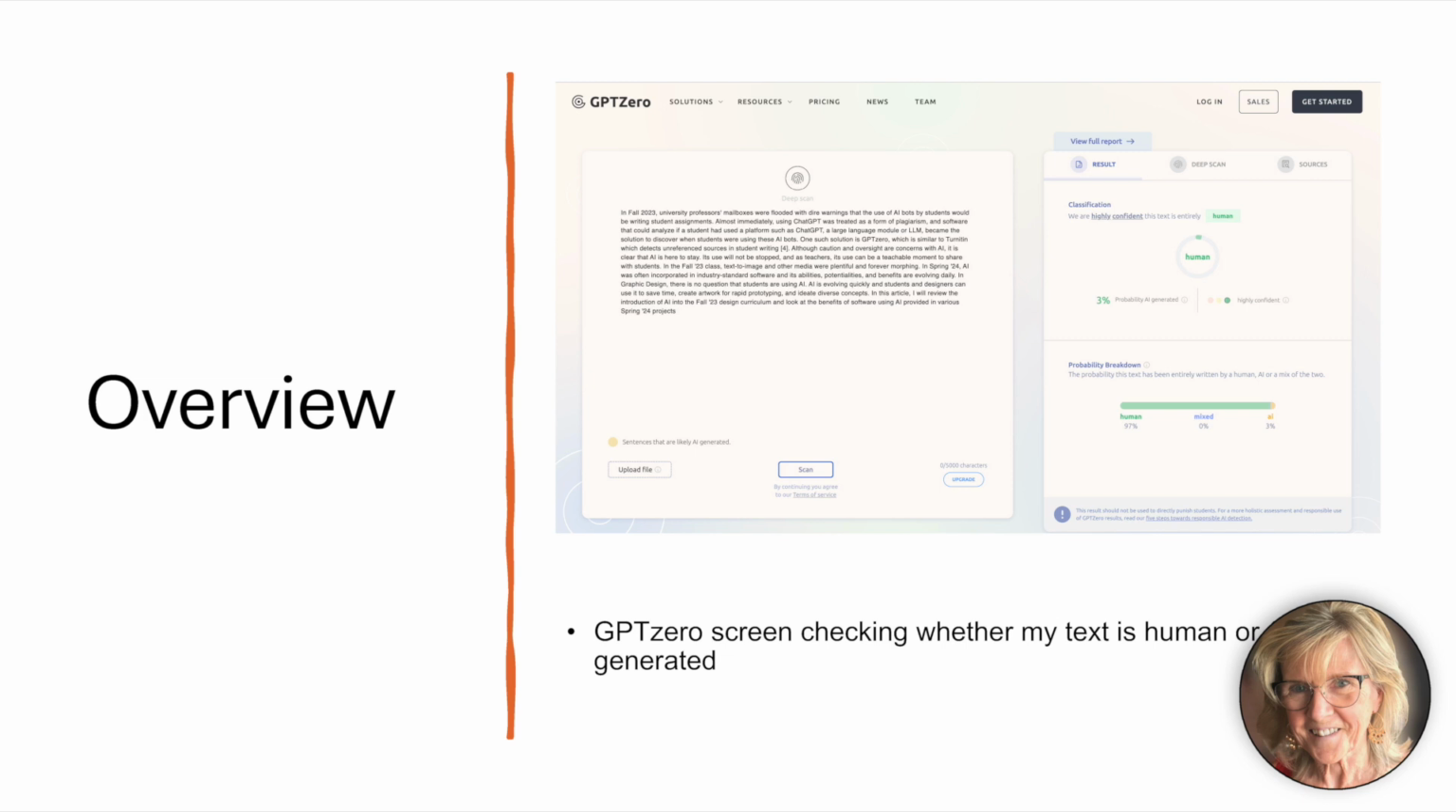In graphic design, there is no question that students are using AI. AI is evolving quickly, and students and designers can use it to save time, create artwork for rapid prototyping, and ideate diverse concepts. In this article, Ms. Bloomer reviews the introduction of AI into the Fall 23 design curriculum and looks at the benefits of software using AI provided in various Spring 24 projects.